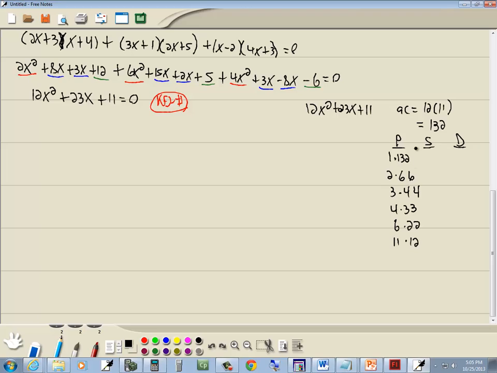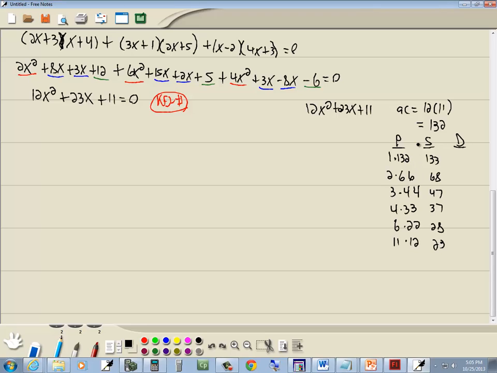Now we're going to add these. S for sum. 1 plus 132 is 133. 2 plus 66 is 68. 3 plus 44 is 47. 4 plus 33 is 37. 6 plus 22 is 28. 11 plus 12 is 23.